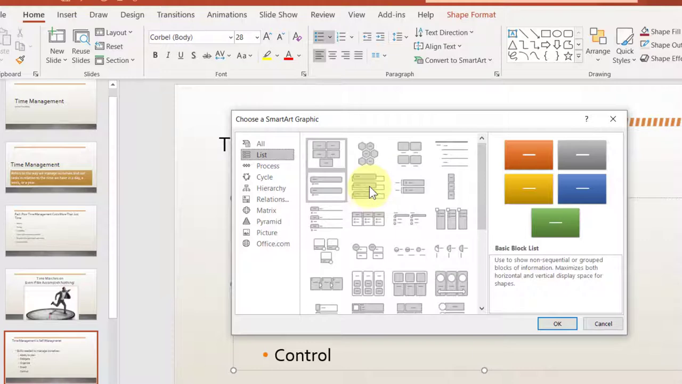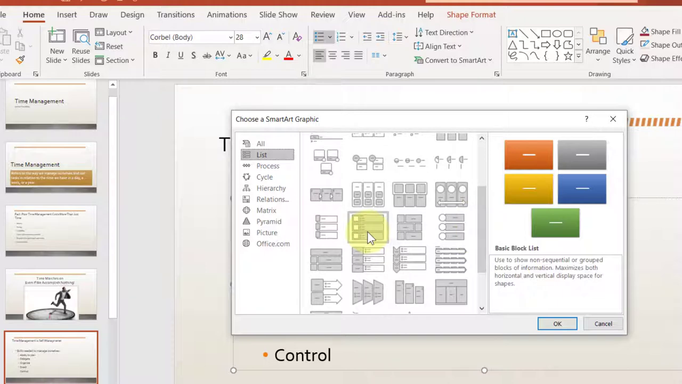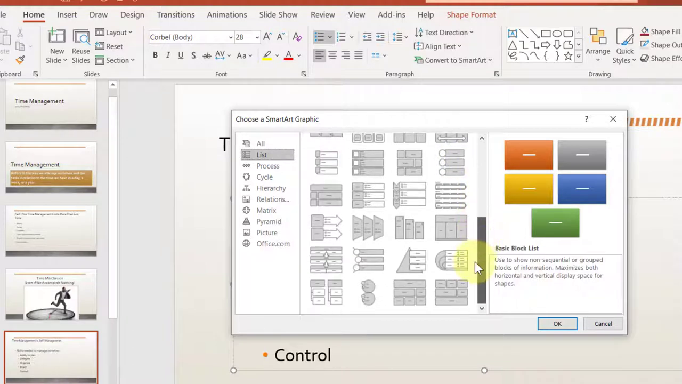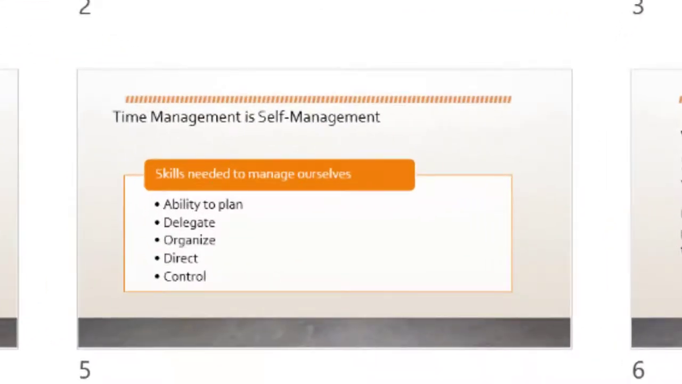What looks like vertical? What about this one? It's a vertical picture list. Let's look at the picture very quickly. I still have that open. And I'm wondering, is this it? Oh, I'm sorry, slide 5. Okay, so look at this. It's got the title up here, and then it's got little bullets inside of that. So I think that's what the SmartArt looks like.